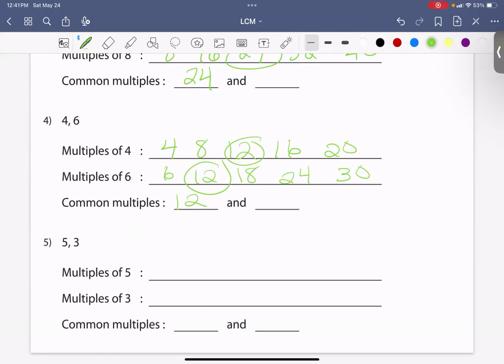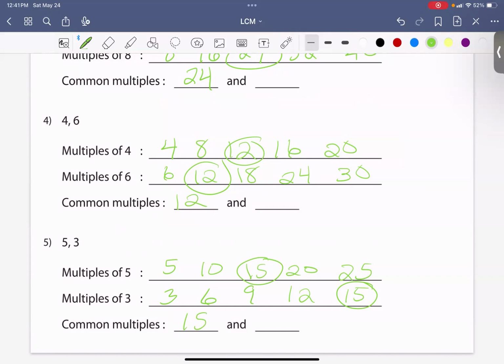So the first 5 multiples of 5 are 5, 10, 15, 20, 25. And the first 5 multiples of 3 are 3, 6, 9, 12, 15. So I see they both have 15 in common. So 15 is the least common multiple.